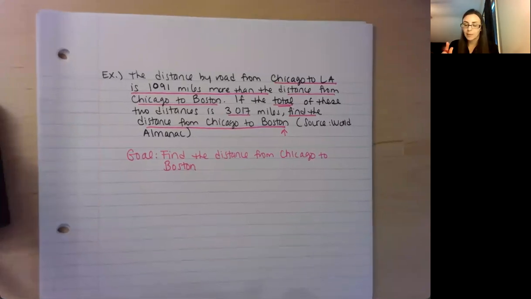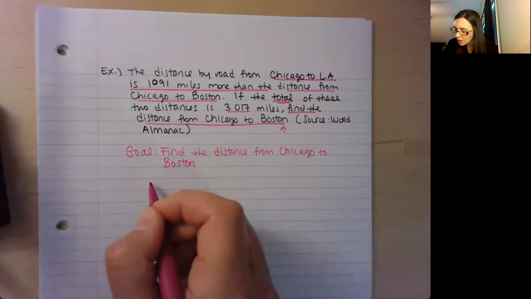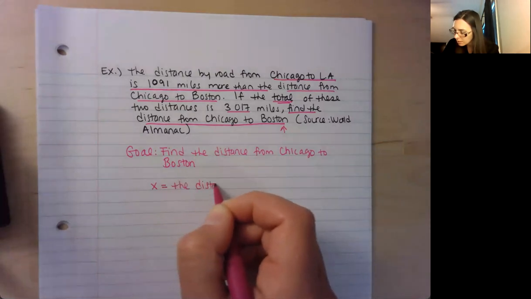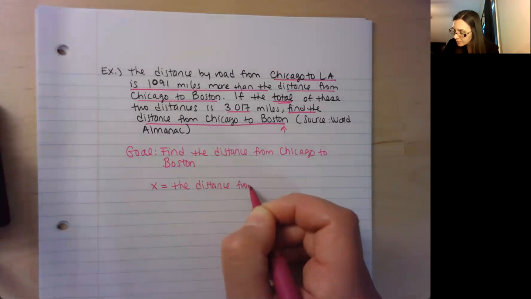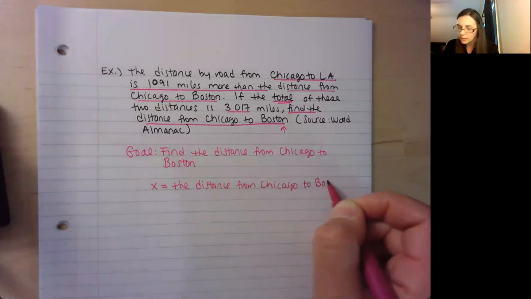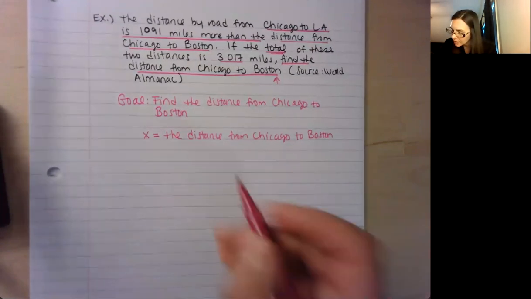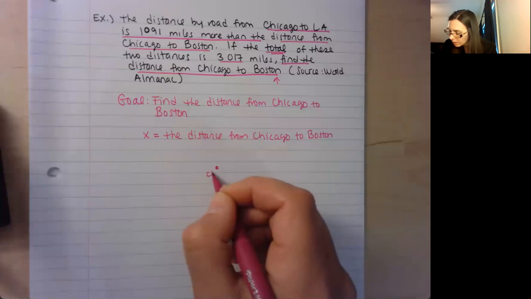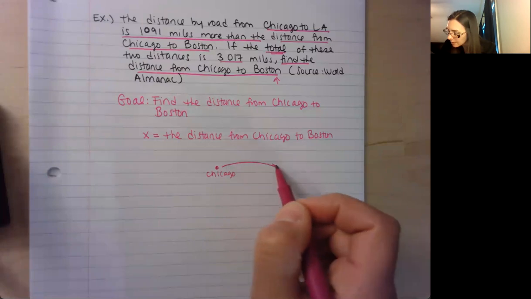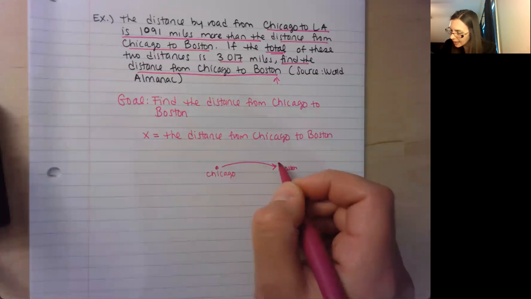So here I have one thing I'm trying to find. So this is going to be my variable. So we're going to let x equal the distance from Chicago to Boston. Okay. Now I'm just going to draw a little picture here too. So I'm going to say like here's Chicago, kind of in the middle of the country, right? And then, so let's say we're going to Boston. Let's say I'm kind of looking at a map here. So the distance from Chicago to Boston is going to be x miles.